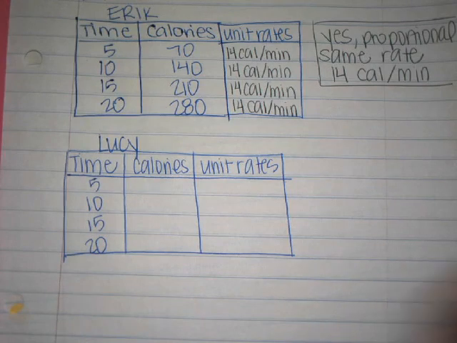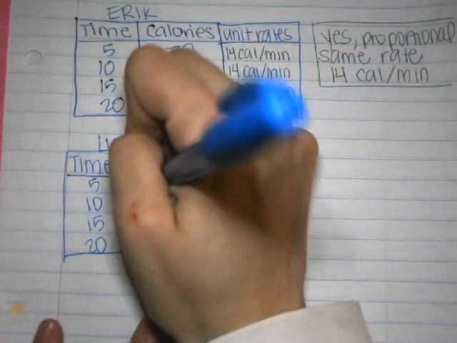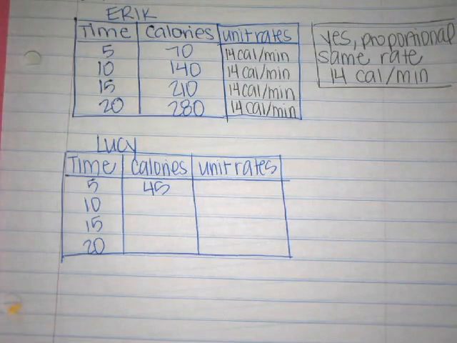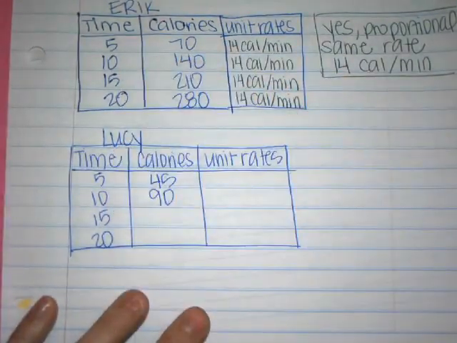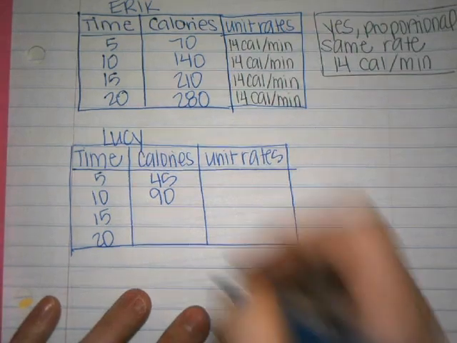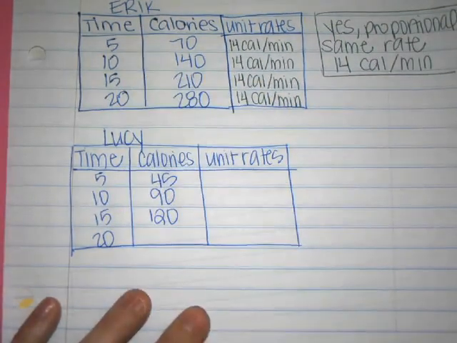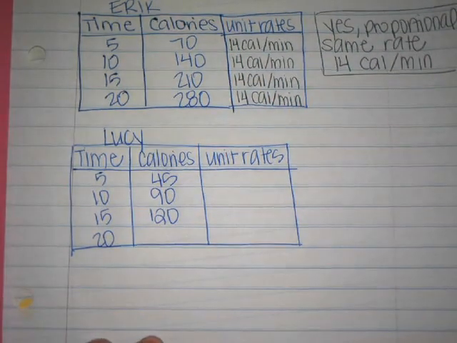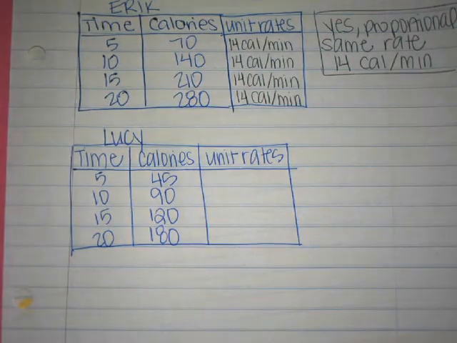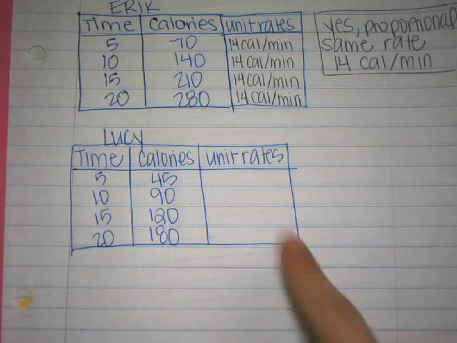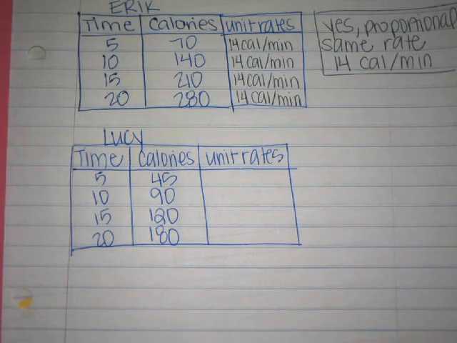And Lucy noticed that after 5 minutes, she burned 45 calories. After 10 minutes, she burned 90 calories. After 15 minutes, she burned 120 calories. And after 20 minutes, she burned 180 calories. I need you guys to now use your calculators and tell me the unit rate for all 4 of those. Do that for me now, please.